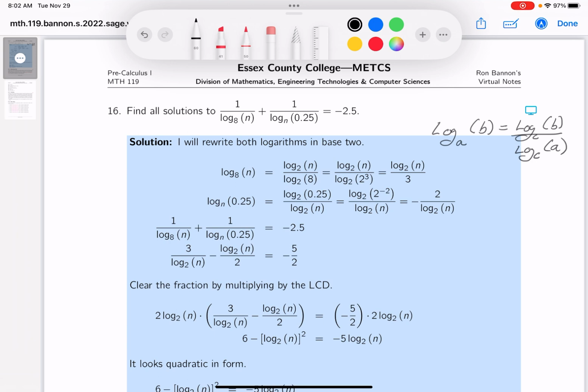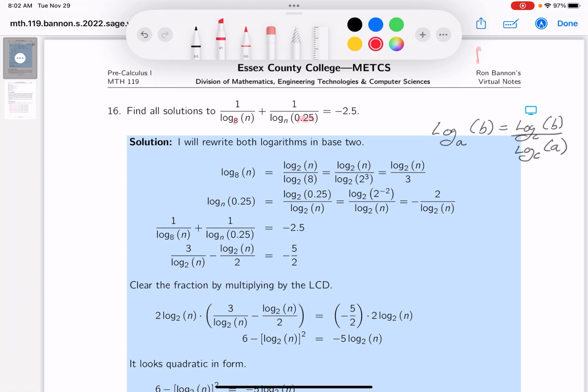Now, looking at that, what I want to do is talk about what base I'd like to change that to. I'm looking at those logs, and you could change it to base 8, but I think I'm going to change it to base 2. And the reason is that I'm seeing things that are related. I'm seeing the 8 and the 0.25 as being related.